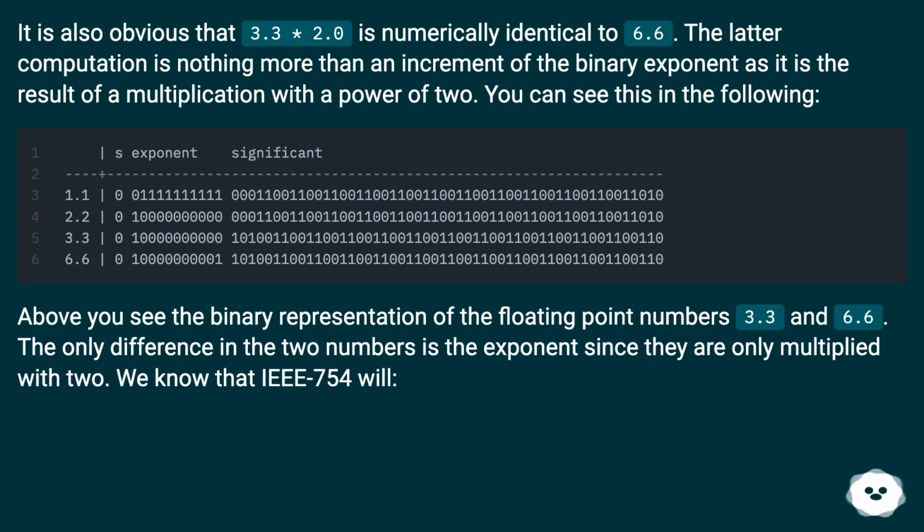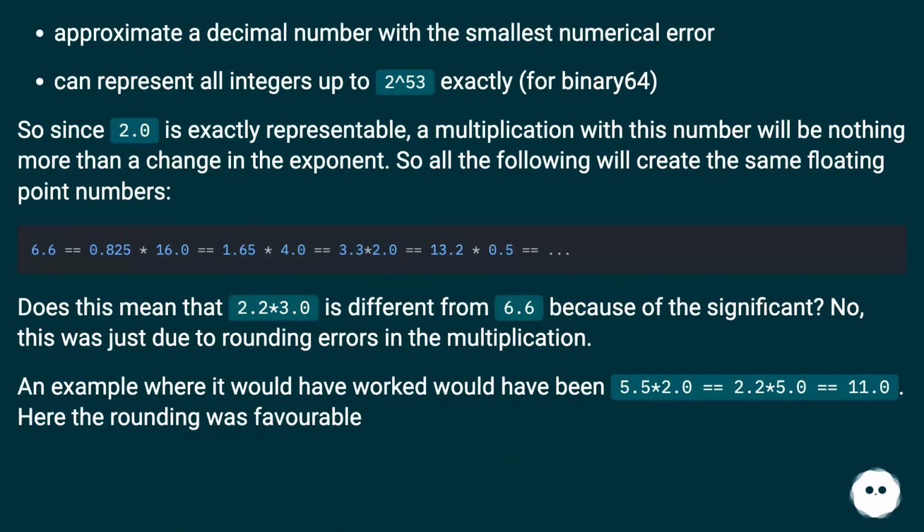Above you see the binary representation of the floating point numbers 3.3 and 6.6. The only difference in the two numbers is the exponent, since they are only multiplied with 2. We know that IEEE 754 will approximate a decimal number with the smallest numerical error, and can represent all integers up to 2^53 exactly, for binary64. So since 2.0 is exactly representable, a multiplication with this number will be nothing more than a change in the exponent. So all the following will create the same floating point numbers.